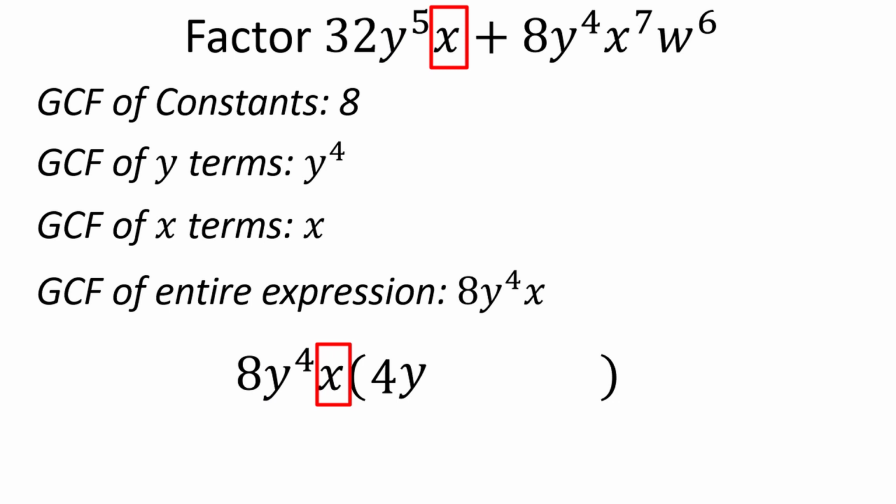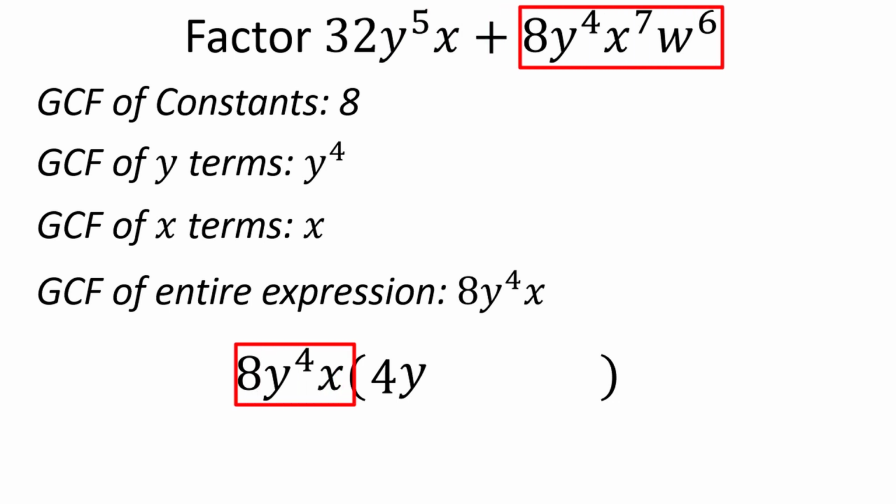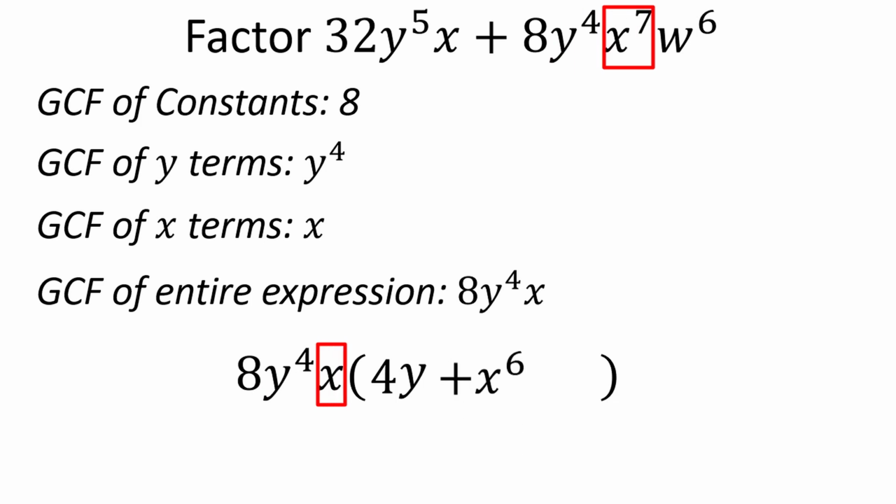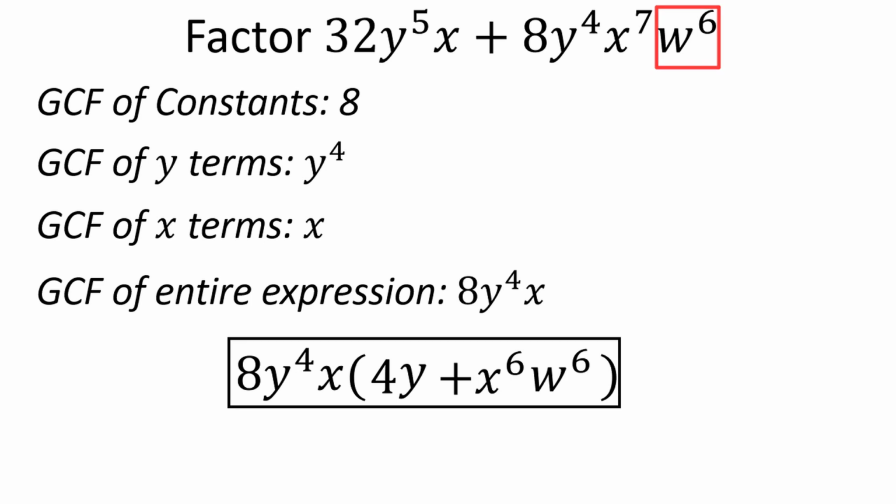For the second blank, ask yourself, 8y to the fourth x times what will make 8y to the fourth x to the seventh w to the sixth? Well, we already have 8, so we don't even need a constant. Same thing for y. We already have y to the fourth, so we don't need any more y's. For x, we have 1, but we need 6 more to make 7, so we need x to the sixth. We don't have any w's in our GCF, so we write the entire w to the sixth in our blank. Our final factored form is 8y to the fourth x times 4y plus x to the sixth w to the sixth.